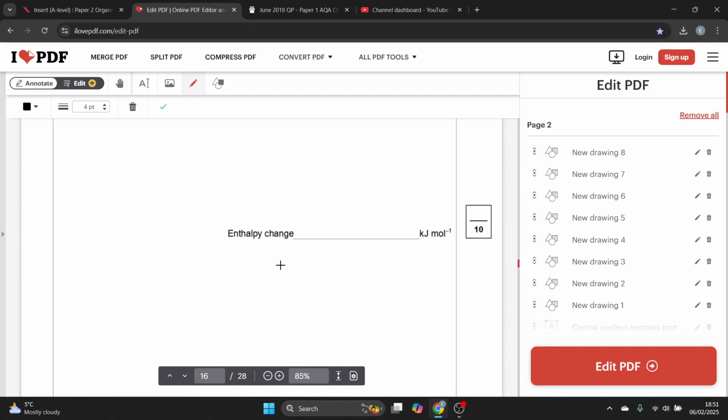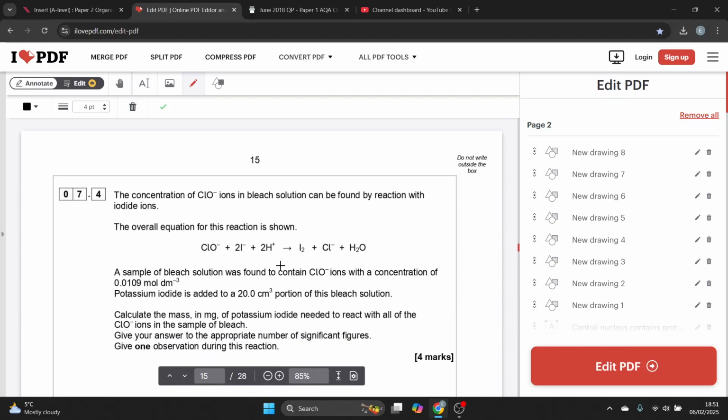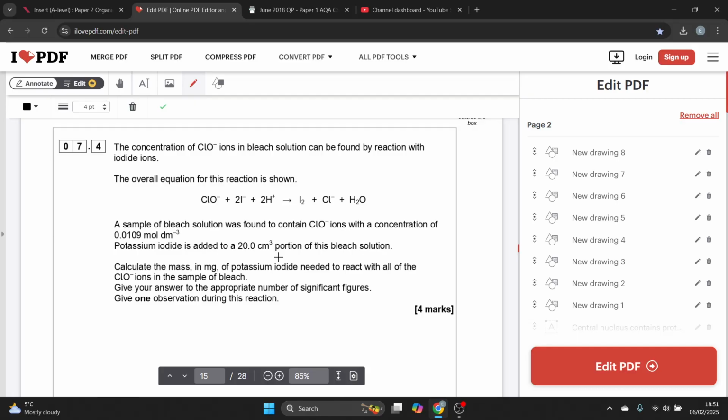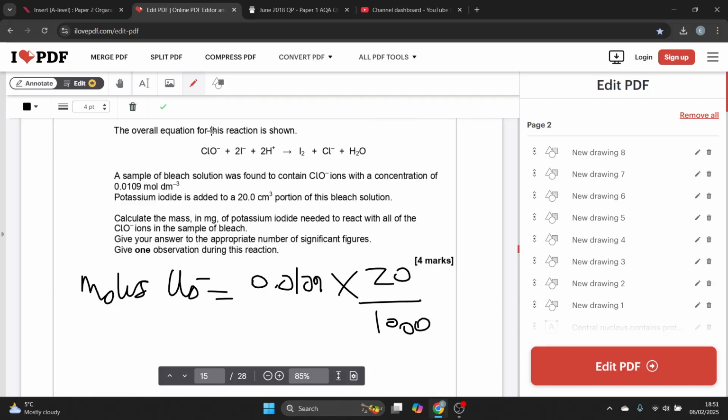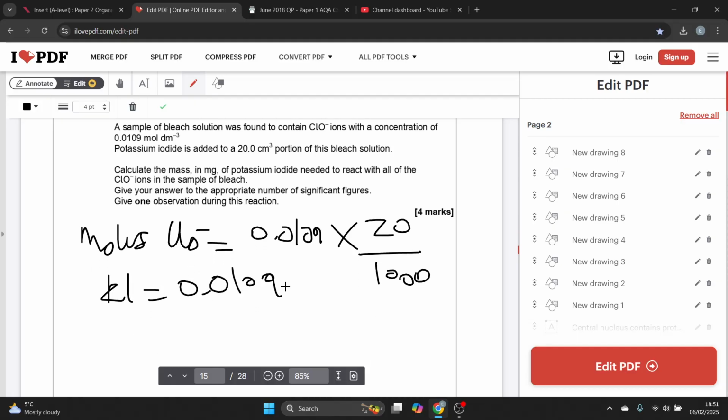Question 7.4. Okay, it says the concentration of this can be found by this sample of bleach solution, which reacts with this concentration of potassium iodide. So I'd find out the moles of ClO minus: 0.0109 times 20 divided by 1000. And then, because I know it's a 1 to 2 mole ratio with potassium iodide, the moles of potassium iodide, KI, equals 0.0109 times 20 divided by 1000, and that just times 2, because 1 to 2 mole ratio.